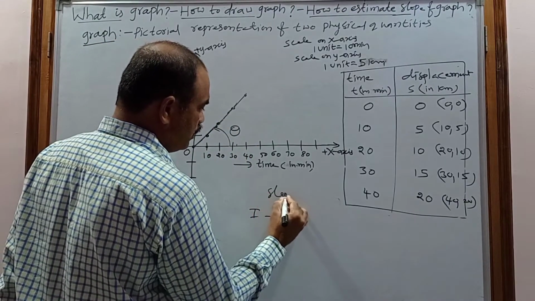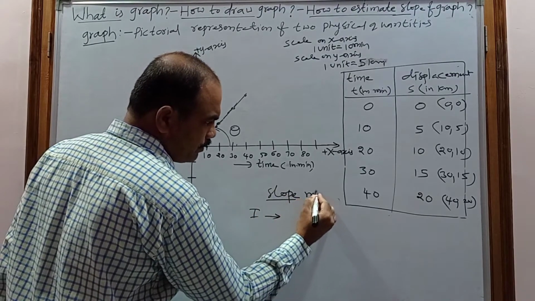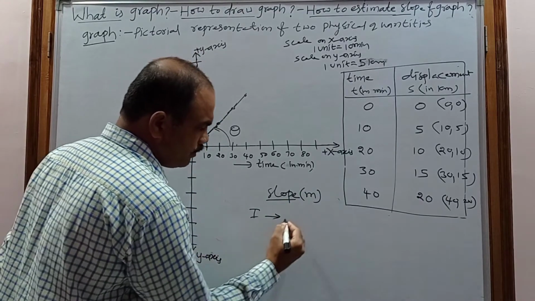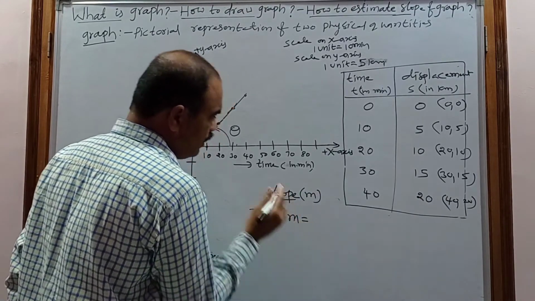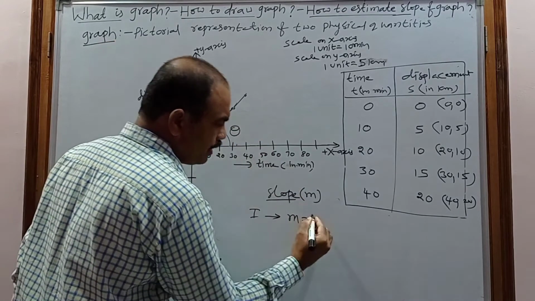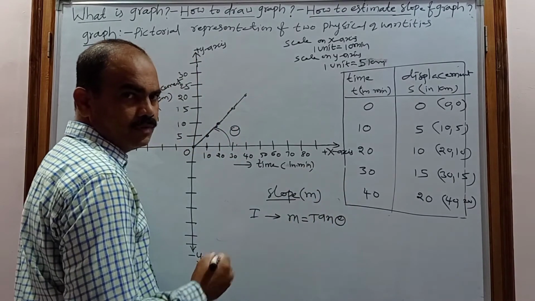So the slope of the graph in the first method is nothing but what? The slope of the graph is represented with the letter m. m is nothing but slope. So in the first method, the slope is the tan value of this angle, that is, m equal to tan theta. So this is the first method.